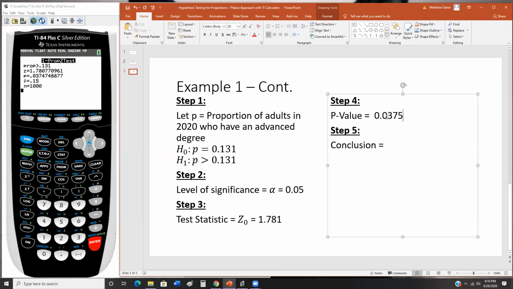All right, so now you have to figure out a conclusion here. Looking at the p-value and the level of significance, do we reject the null or do we fail to reject the null? We reject the null. Yeah.